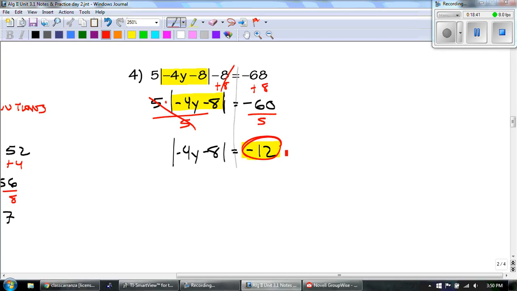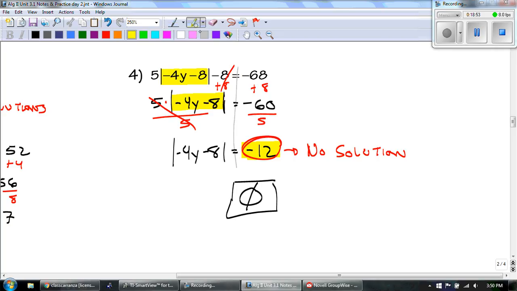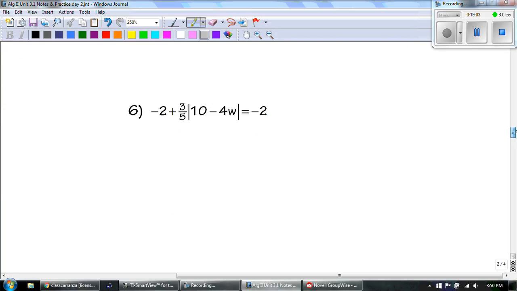Can it equal a negative 12? No, this is no solution. Okay, so as soon as the absolute value is by itself, then you can tell me if it's no solution or not.